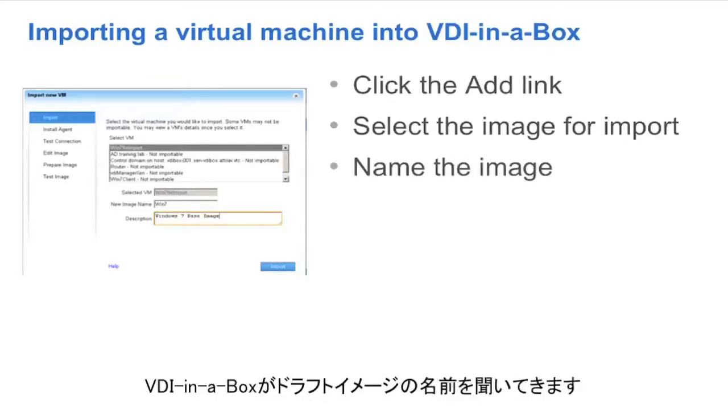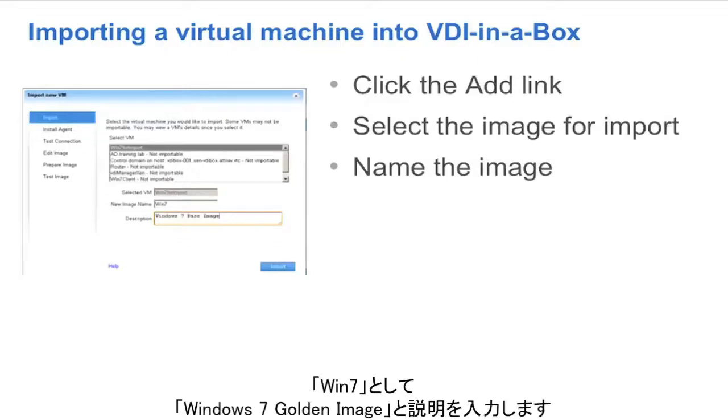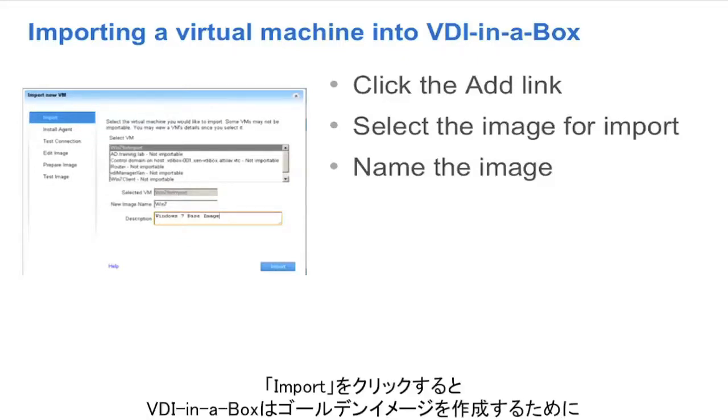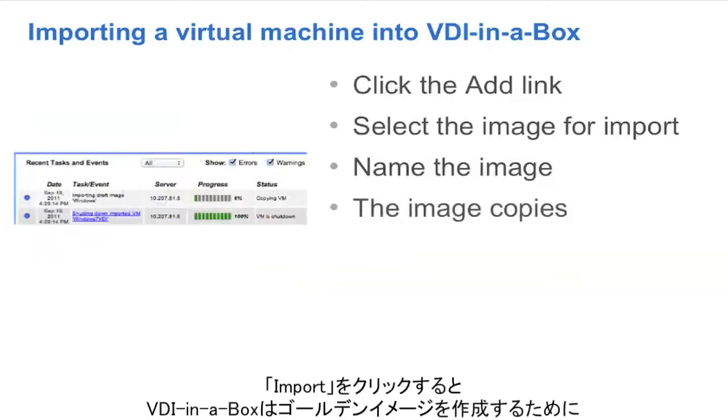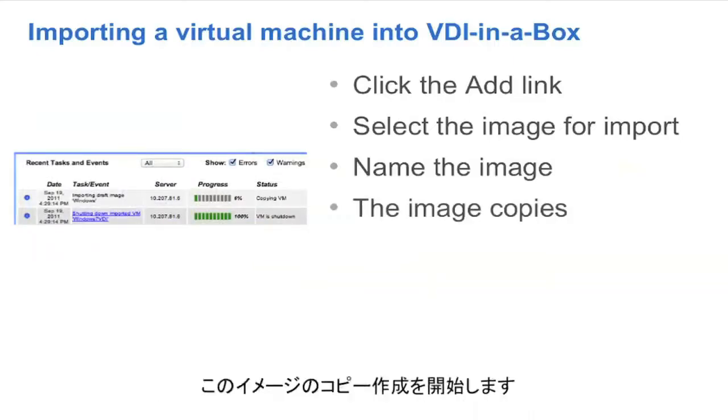VDI-in-a-Box prompts us to name the draft image. We will call it Win7 and enter a description of Windows 7 golden image. When we click Import, VDI-in-a-Box begins making a copy of this image to create the golden image.